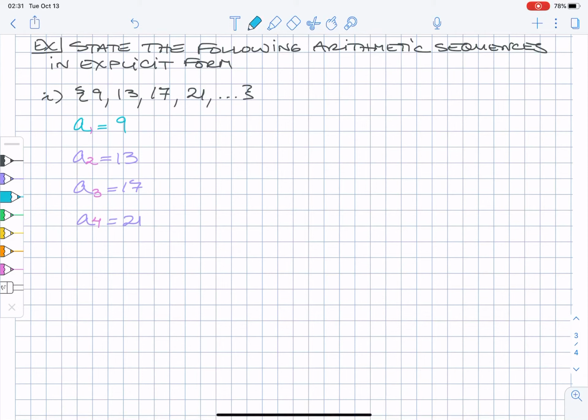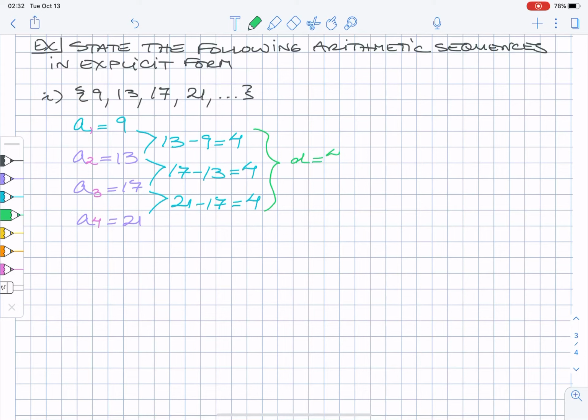So what is our common difference? 13 minus 9 is equal to 4. 17 minus 13 is equal to 4. 21 minus 17 is equal to 4. So I claim that D, the common difference, is equal to 4. Okay, so this means that a sub n is going to be equal to a1, which is 9, plus n minus 1 times the common difference 4.